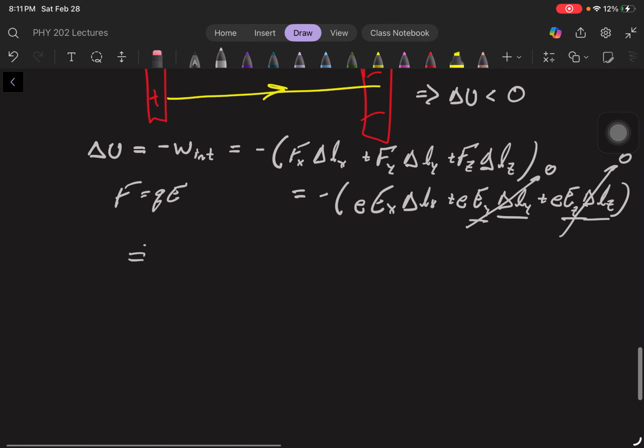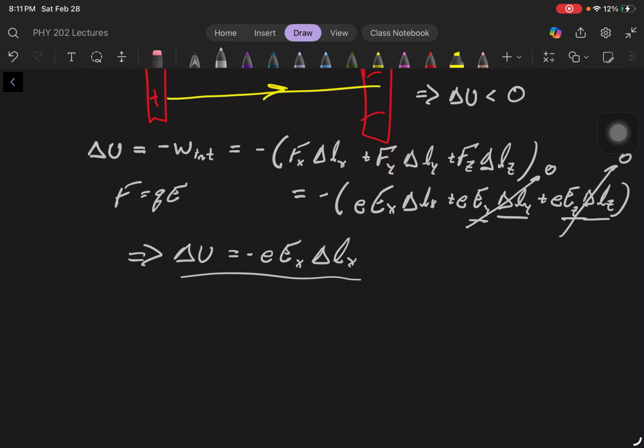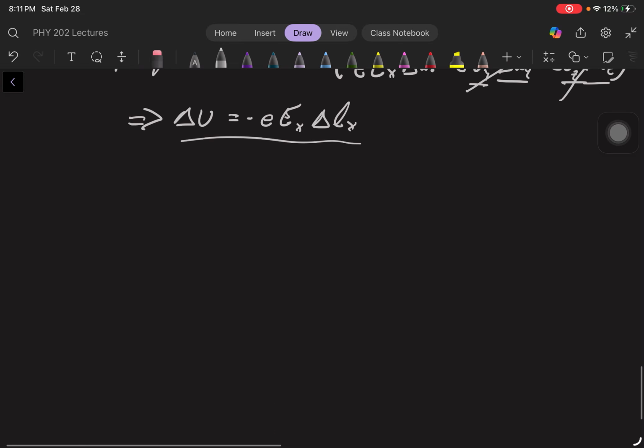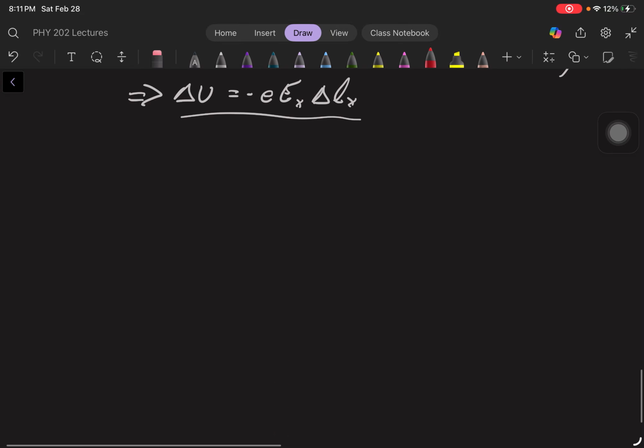And we get delta U is equal to negative the elemental charge times whatever the electric field in x was, times delta Lx. All right, and so that would be the change in potential energy. All right, and so let's craft up another situation here, where maybe we start with kinetic energy and we're going to turn that into potential.